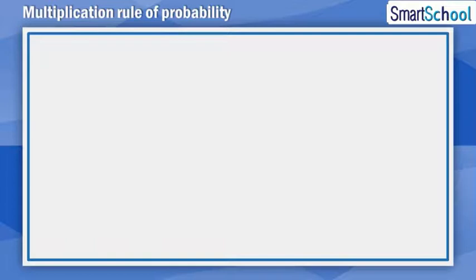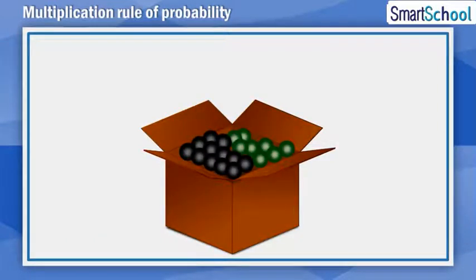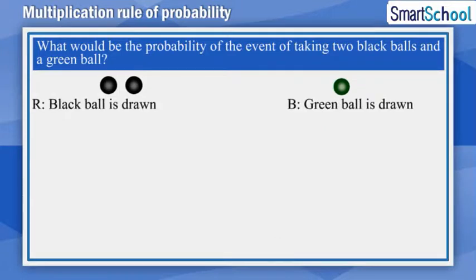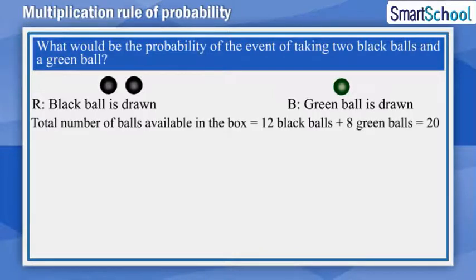Let's consider an example. A box contains 12 black balls and 8 green balls. Suppose we take 2 black balls and then a green ball one after another without replacement. What would be the probability of the event of taking 2 black balls and a green ball? Let R be the event of taking a black ball from the box. Let B be the event of taking a green ball from the box. The total number of balls available in the box is 12 black balls plus 8 green balls, which is equal to 20 balls.